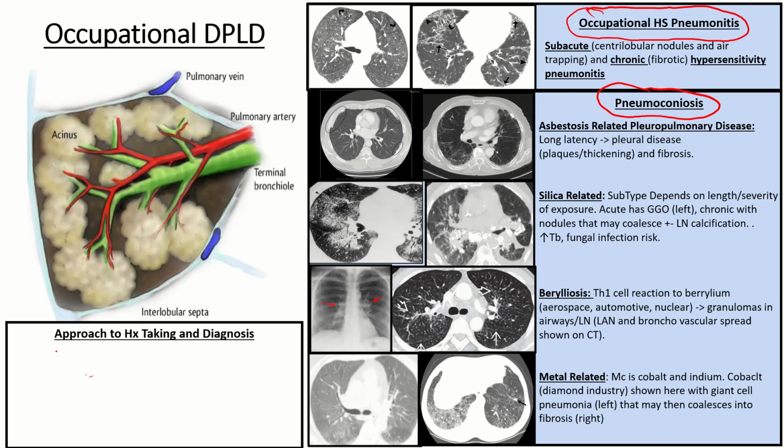Approach to taking the history and the diagnosis. One, ask about the patient's occupation. What do they do? Have they always done that? How long have they done this occupation for? Have they done similar occupations in the past as well? Second is looking for exposure.